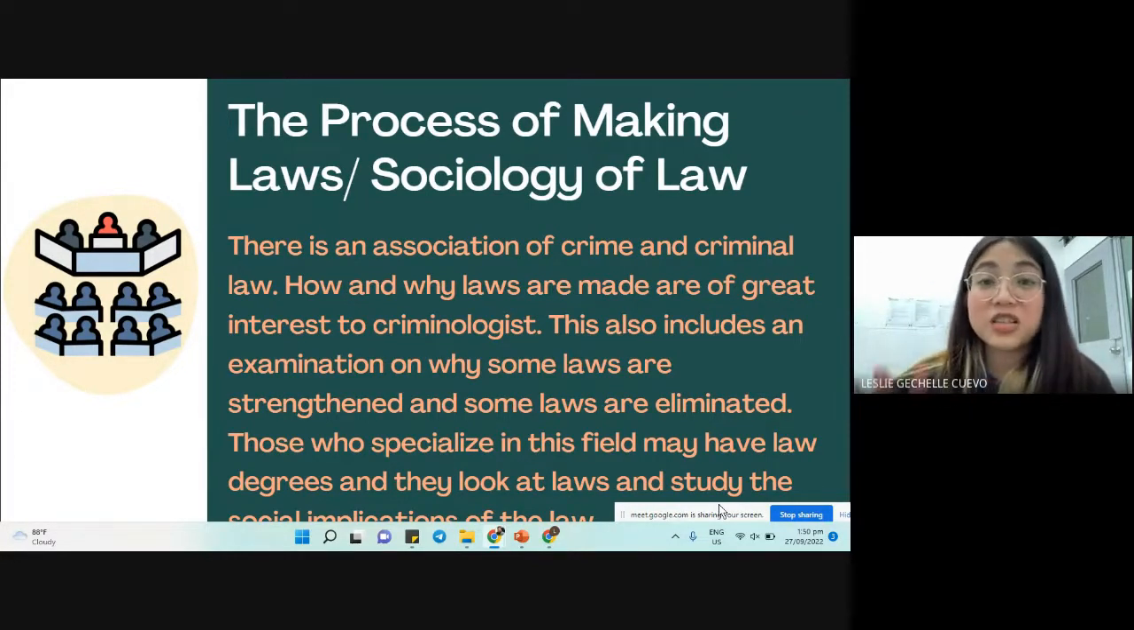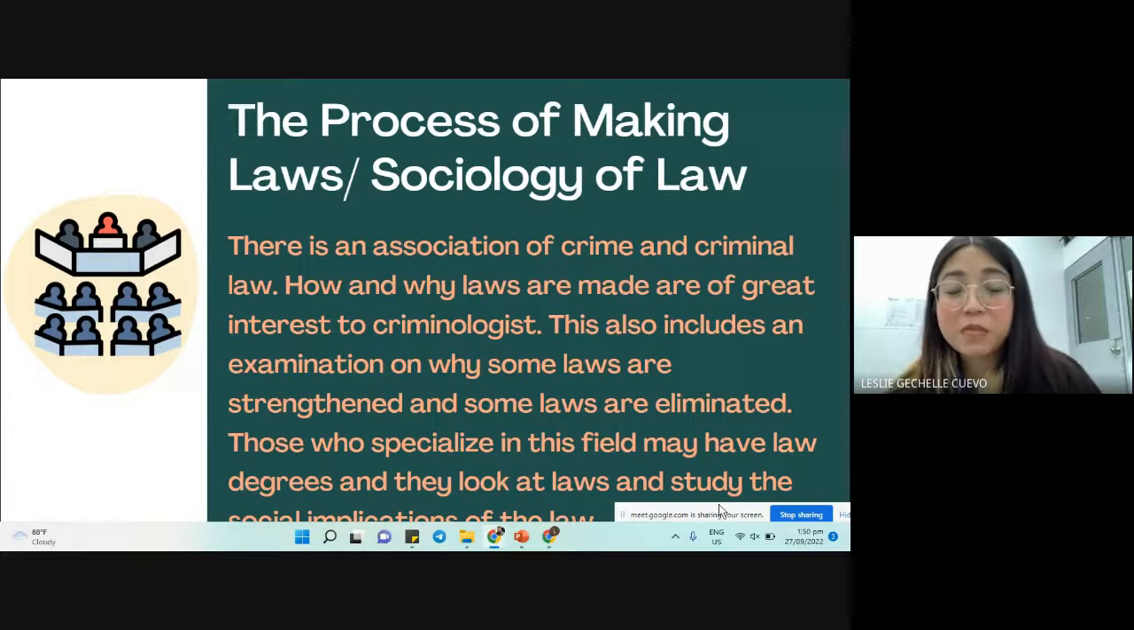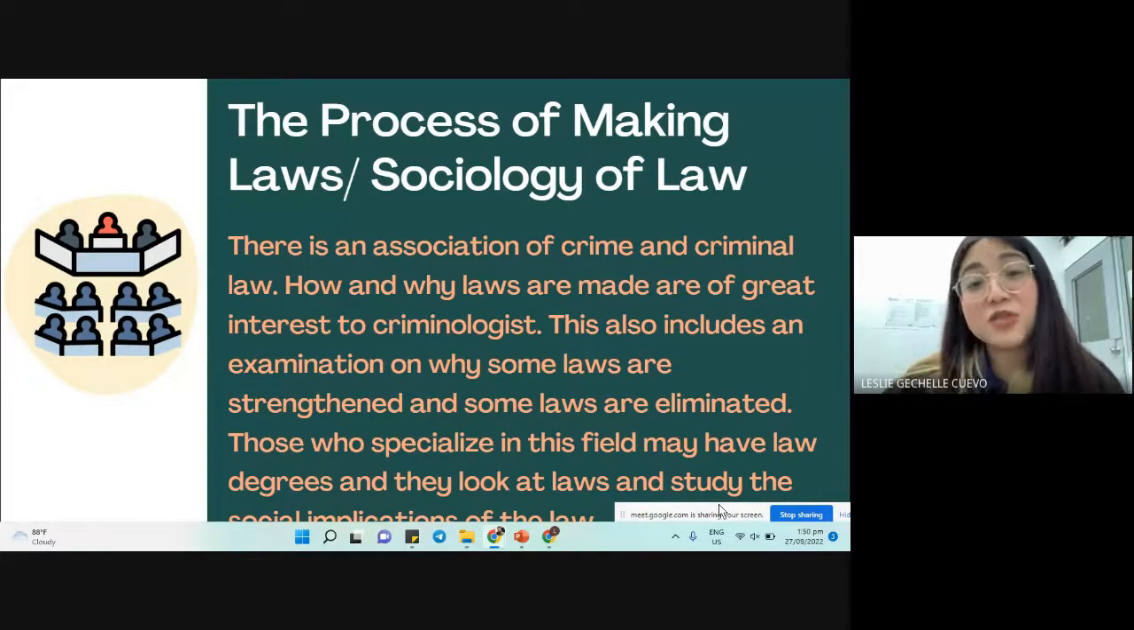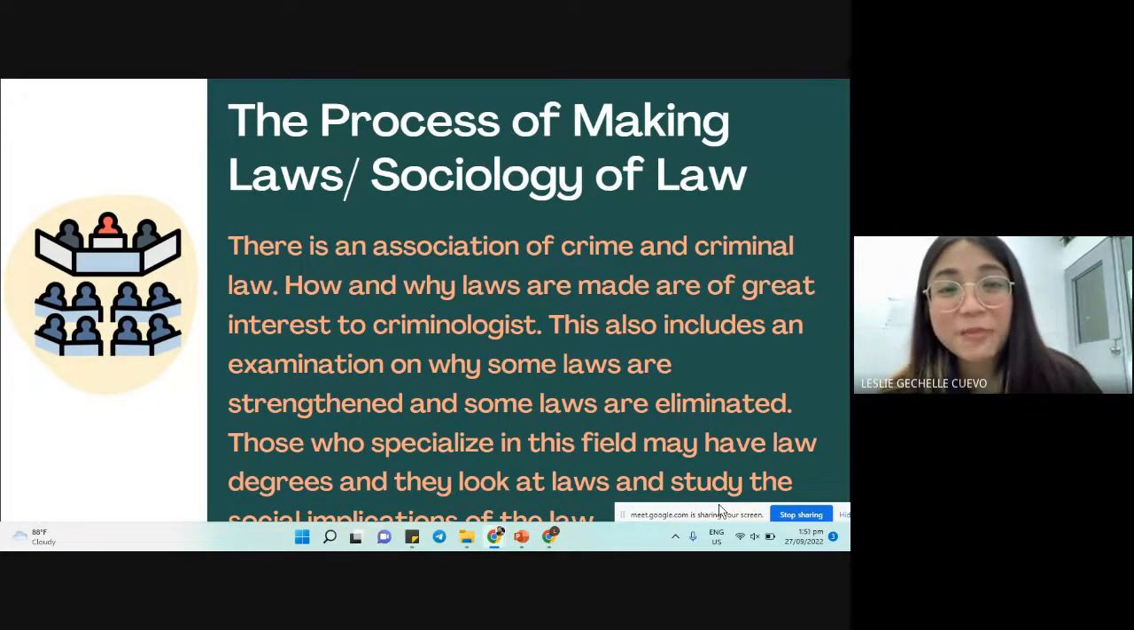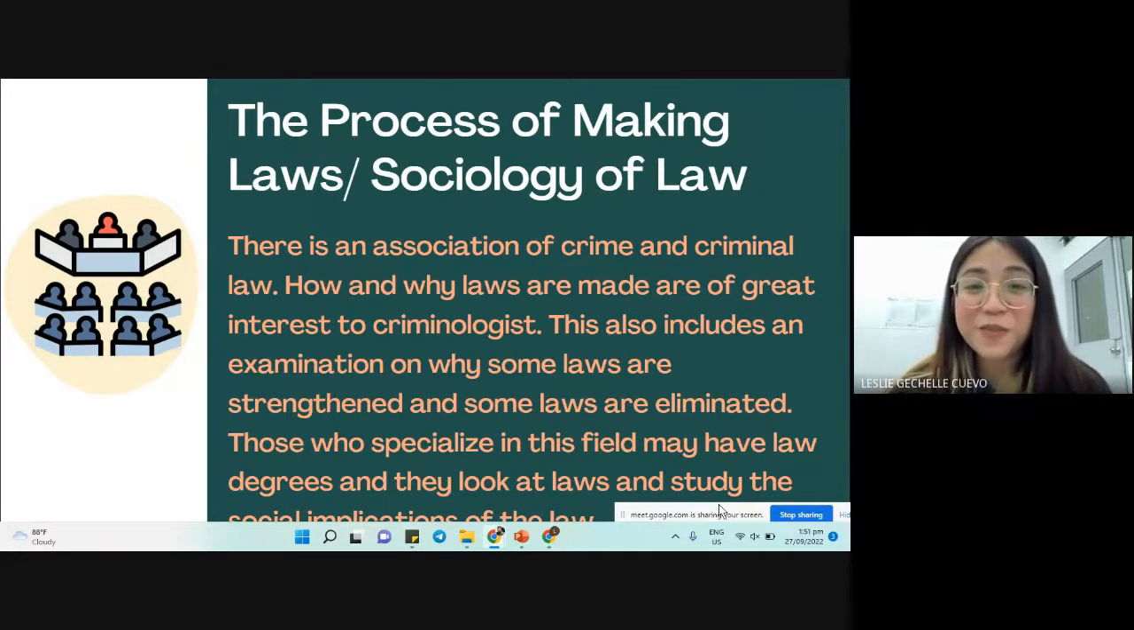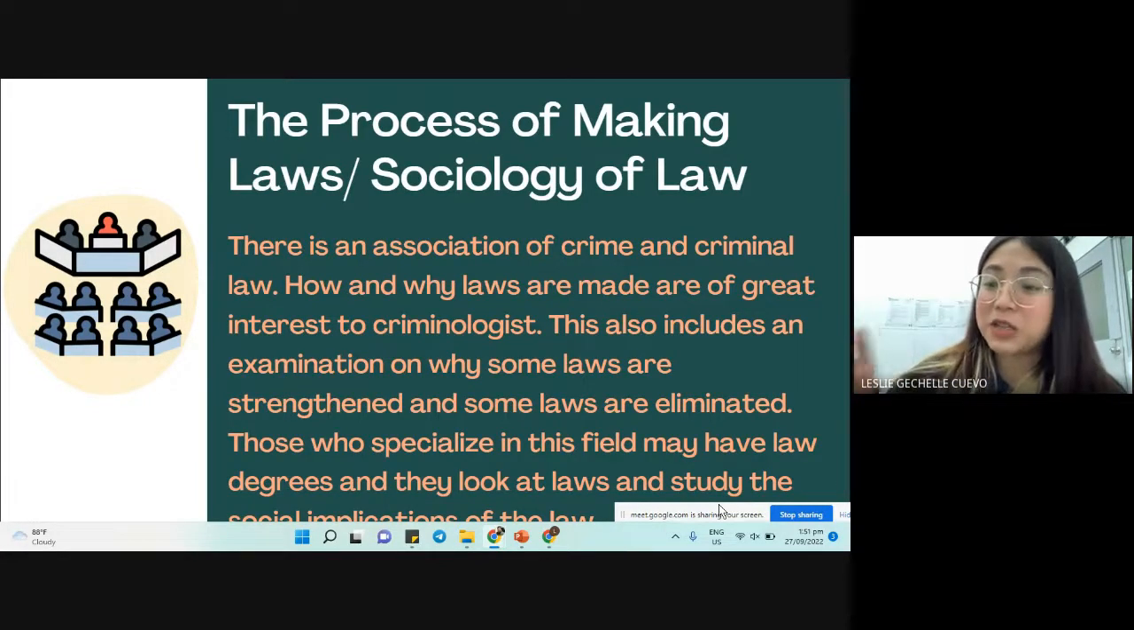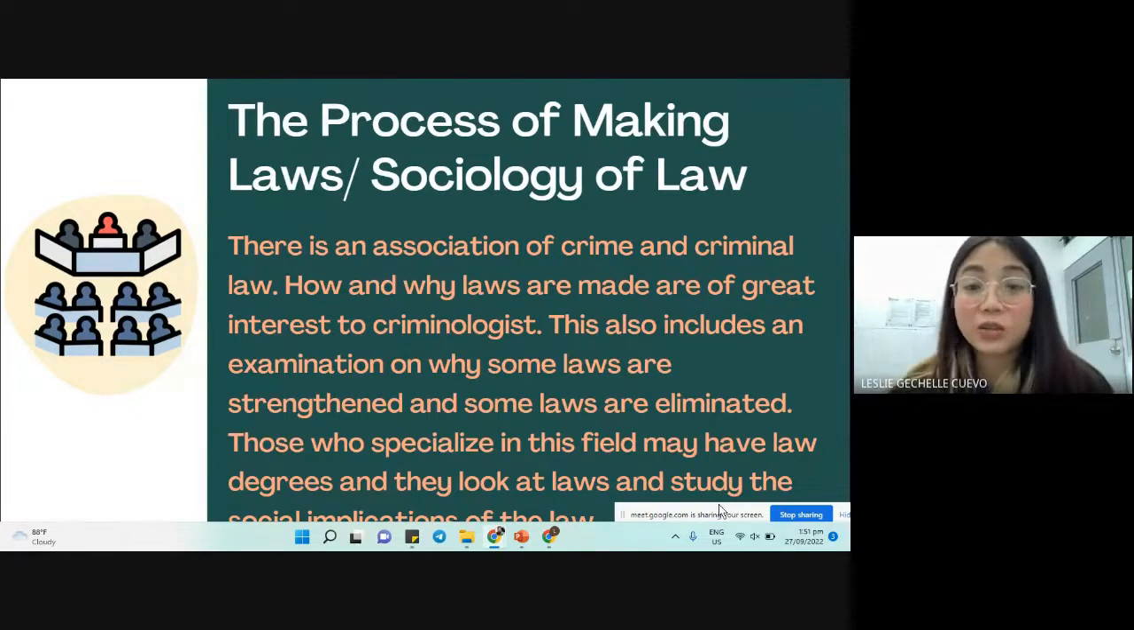Pag sinabing abolished ang isang batas, ibig sabihin, wala na talaga siya. As in, nagbabay na tayo sa kanya. Pag sinabi namang suspended, parang yung estudyante sa school, yung estudyante pa rin siya pero hindi lang siya pinapapasok. Ganon din yung sa batas. Pag sinabing suspended ng law, nandyan ang batas pero hindi lang siya ginagamit. Katulad nung sa death penalty. Yun, suspended yung batas na yun. Okay.